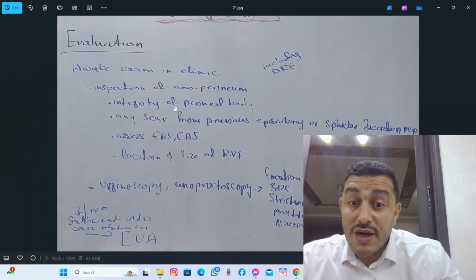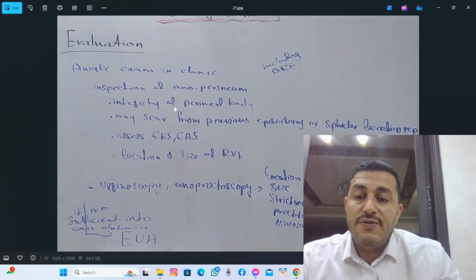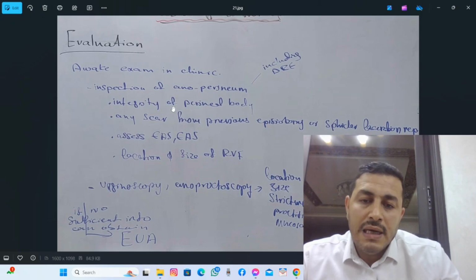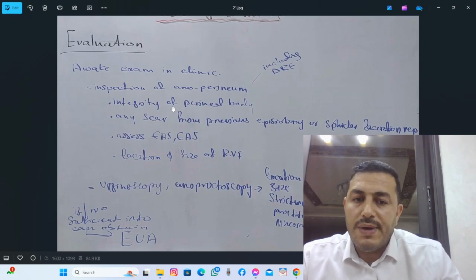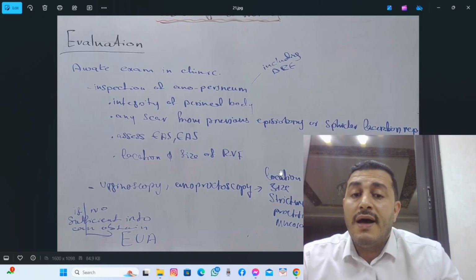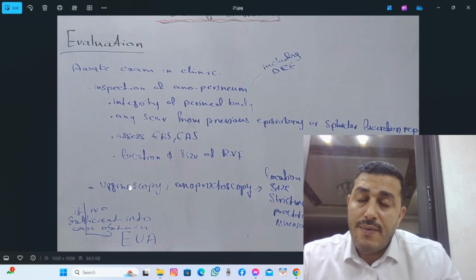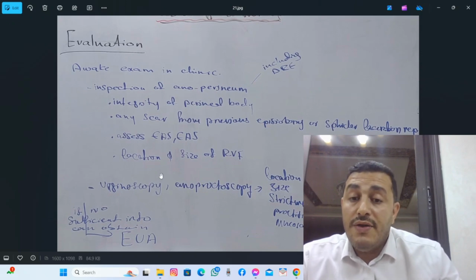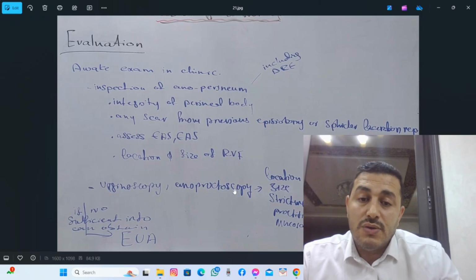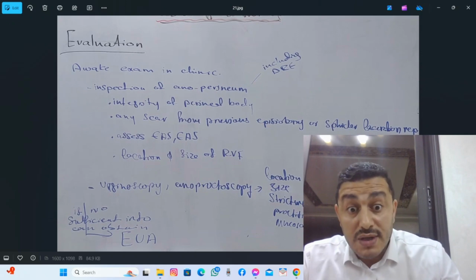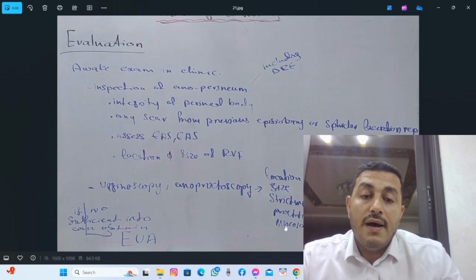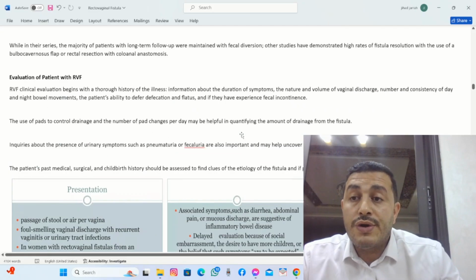The size and location of the rectovaginal fistula. Vaginoscopy and anoproctoscopy. To be honest, vaginoscopy is the best modality, but as colorectal surgeons, we focus on the anoproctoscopy. Vaginoscopy has a higher sensitivity. With these two instruments, I will show them to you, we focus on the location, size, structure, if there is proctitis, any mucosal abnormality.